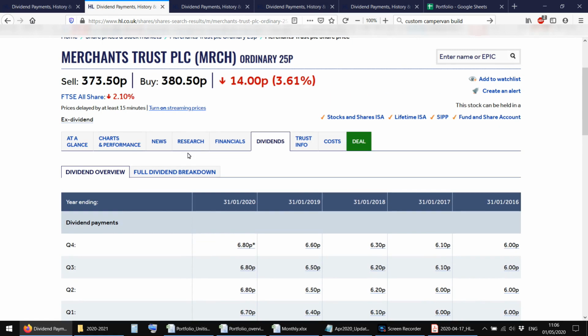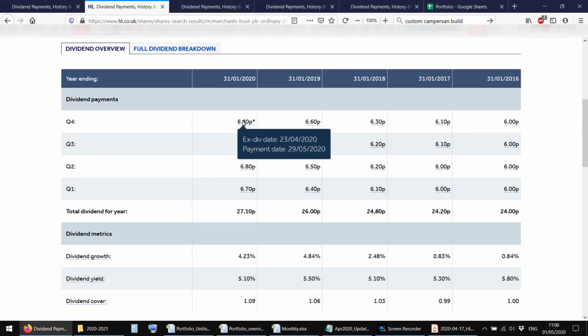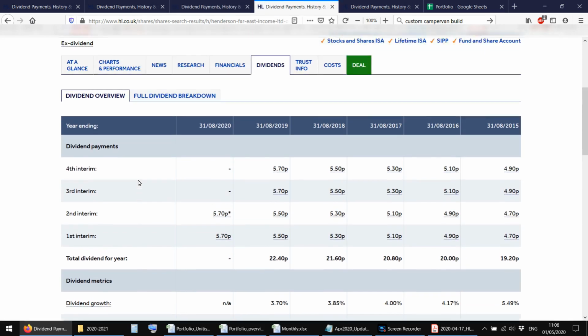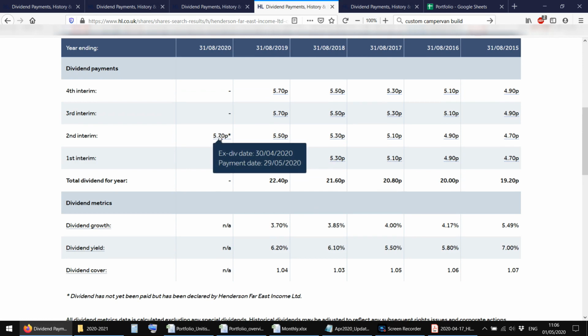And then also Merchants Trust has announced their latest dividend, and again they've just kept the value the same as it was in the 3 months before. And Murray International have also announced their dividend, same as usual, same as last year. Nothing much to say there really. And Henderson Far East Income, they announced their last one, again 5.7. It would have been 5.7 even if there wasn't trouble, because it's the next one where they normally increase it. But I would imagine the next one will be 5.7.